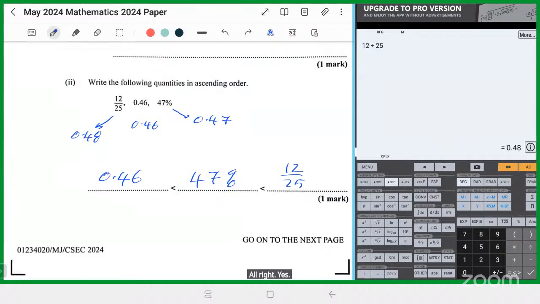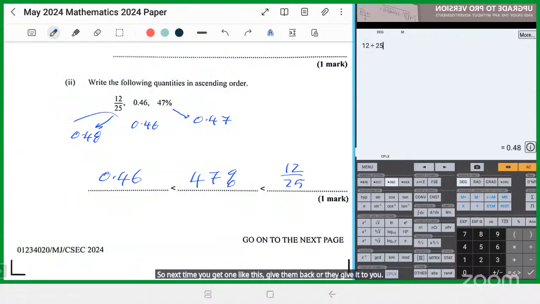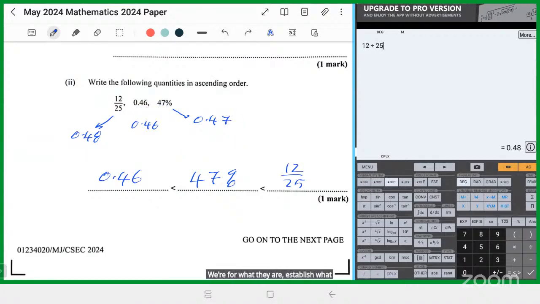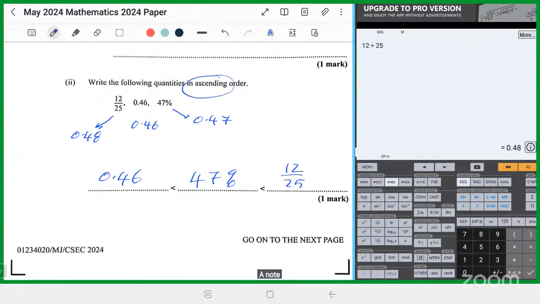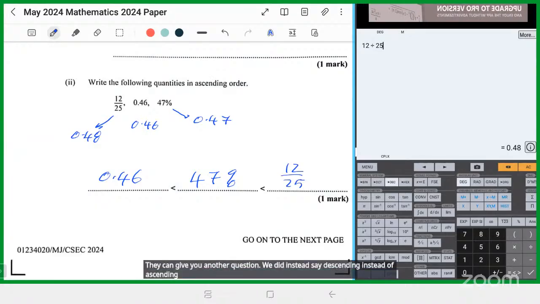I guess any format they put them in, they will give you the mark. But I think the safe thing to do is to give them back the exact same thing that they give you, just to be safe. So next time you get one like this, give them back how they give it to you. Work out what they are, establish what the values are, and put them back as they were given, in ascending order. And note, if the question said descending, then you would put the largest one first, because they can give you another question where they say descending instead of ascending. So descending would be from the largest value down to the smallest one.